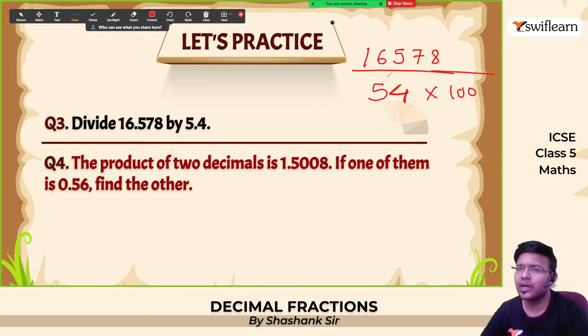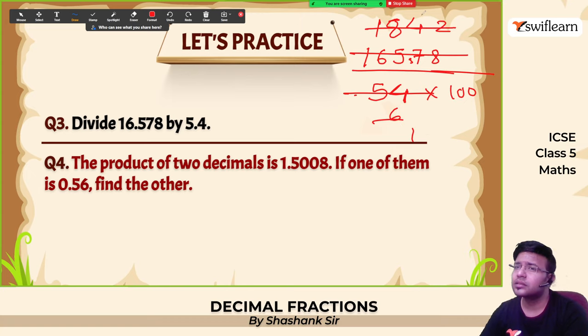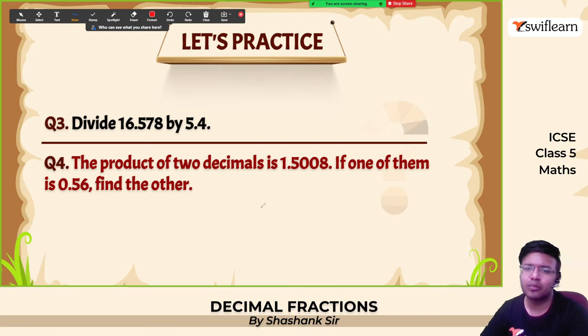18, 3 is 54. Can we divide by 18? So let's divide by 18. 9, 4 are 36, 9, 5 are 45, 9, 6 are 54, 9, 1 are 9, 7 is the remainder. So 9, 5 are 45, 9, 6 are 54, 9, 7 are 63, 9, 8 are 72. 9 4s are 36, 9 2s are 18, take 4 down, 6 0s are 0, 6 8s are 48. Now divide this by 100, we get 3.08 is the answer.